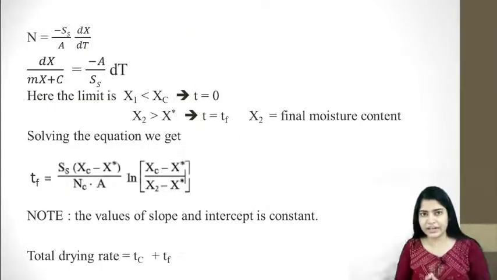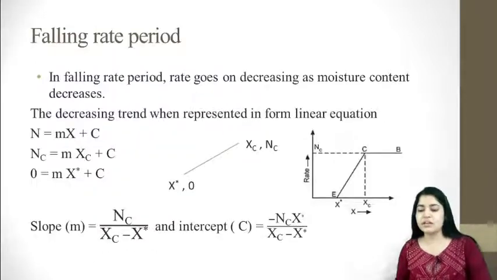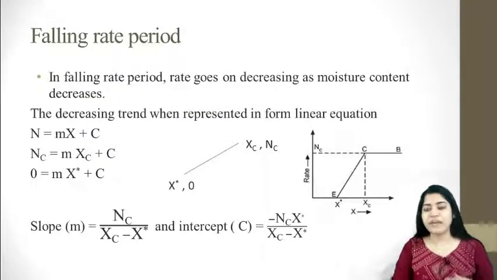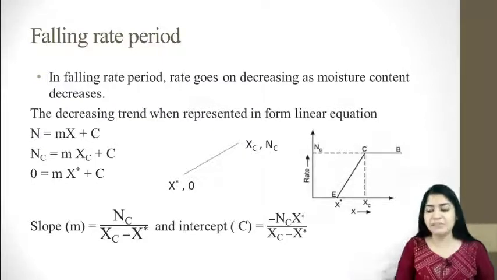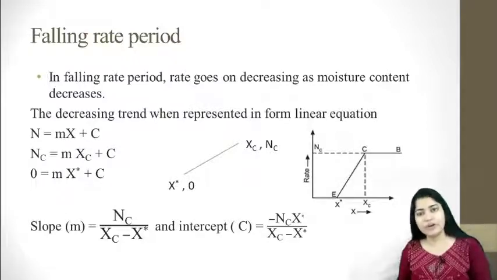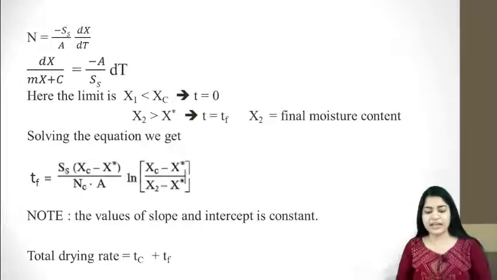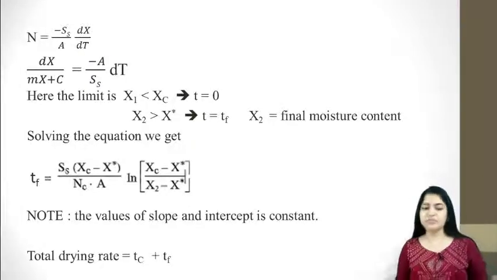The total drying time is the summation of TC plus TF. TC is the time required in the constant rate period to dry the moisture, that is the BC line, plus the time required in the falling rate period, the EC line. So that is the total drying time which is required. So this was about your drying rates.